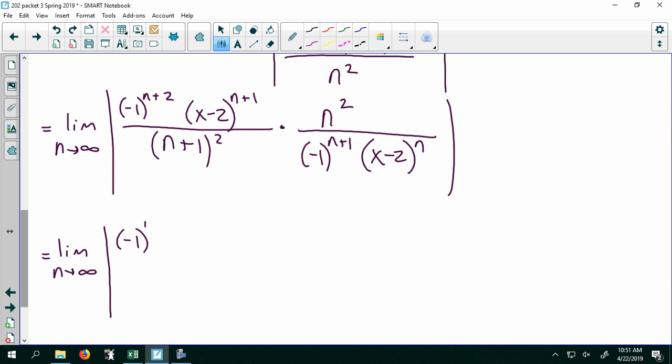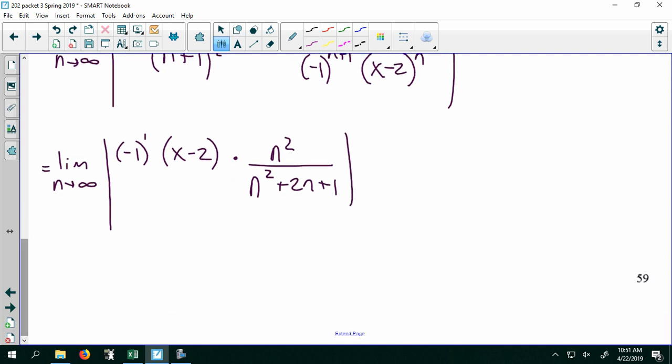And then (x minus 2) to the n plus 1 over (x minus 2) to the n, right? So dividing like bases, subtract the exponents. N plus 1 minus n is 1. So I have an x minus 2 in the numerator. And then I still have times n squared over (n plus 1) squared, which I'm going to multiply out. N squared plus 2n plus 1. Those you can't cancel anything, because you can't cancel the n squareds because the n squared is separated from the 2n by addition.